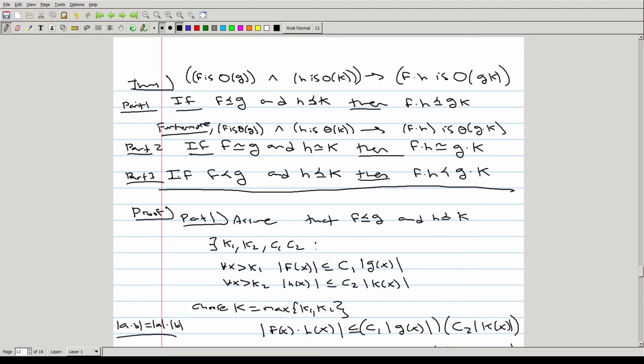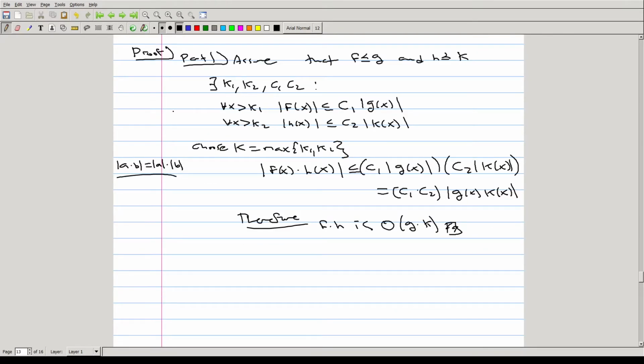really it's a very simple extension of part 1, because if f is on the same order of g, then f is bounded above by g, or dominated above by g, and g is dominated above by f, and so on and so forth for this one right here, for h. So you have to apply the theorem from part 1 two times for part 2. So it's a relatively simple extension. And same thing for part 3.